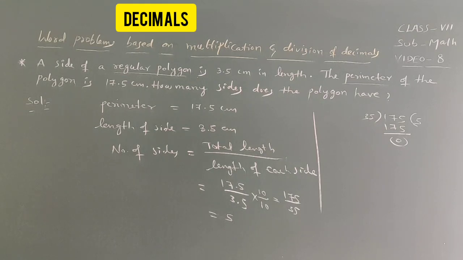The side of a regular polygon is 3.5 centimeters. Perimeter of the polygon is 17.5. How many sides are there? Perimeter means length of all sides. Sum of length of all sides is 17.5. Length of each side is 3.5. So here 5 times 35 is 175. That's why the required number of sides is 5, meaning a pentagon.